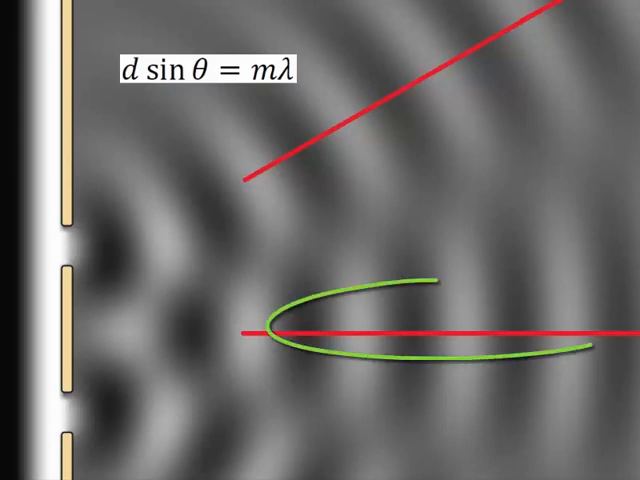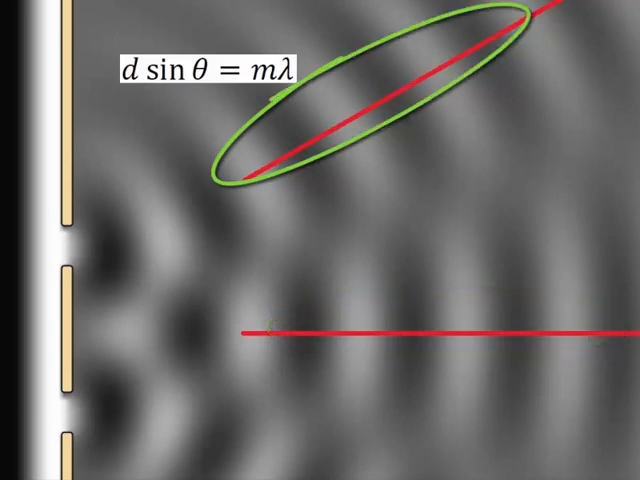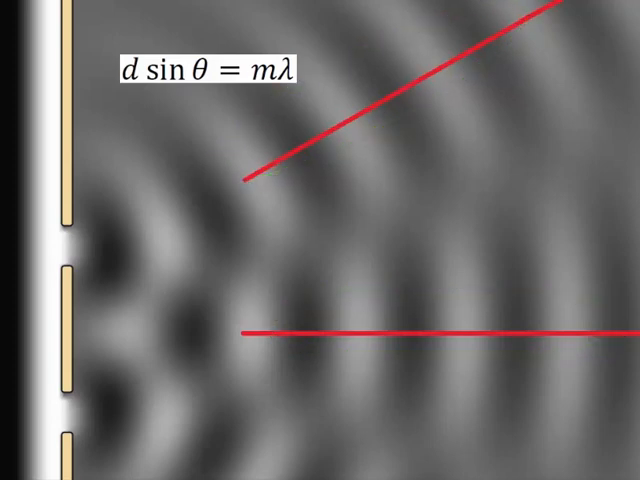So for this central peak, m equals 0. And for this peak right here, m equals 1. And if there are more peaks, m equals 2, 3, 4, and so forth.